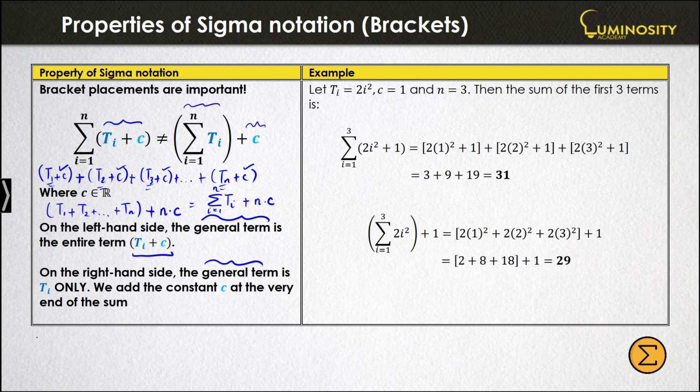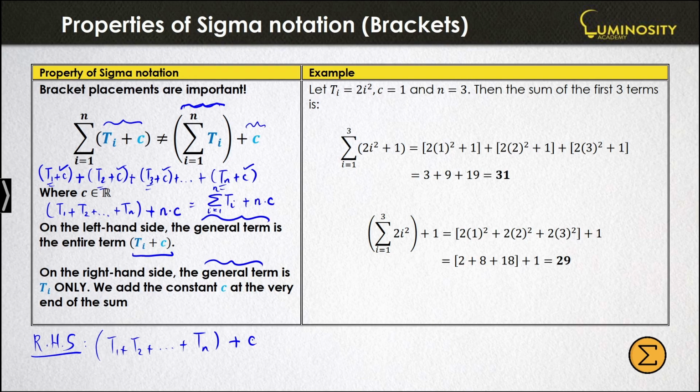On the right-hand side, if you expand that out, let's see what we get. It's going to be t1 plus t2 all the way up to tn, because that's what the summation is saying on the right-hand side. Then you add the constant value just once at the end. So you can see the left-hand side and the right-hand side are not equal, because the bracket placements are defining what operations are happening first, thanks to BODMAS.